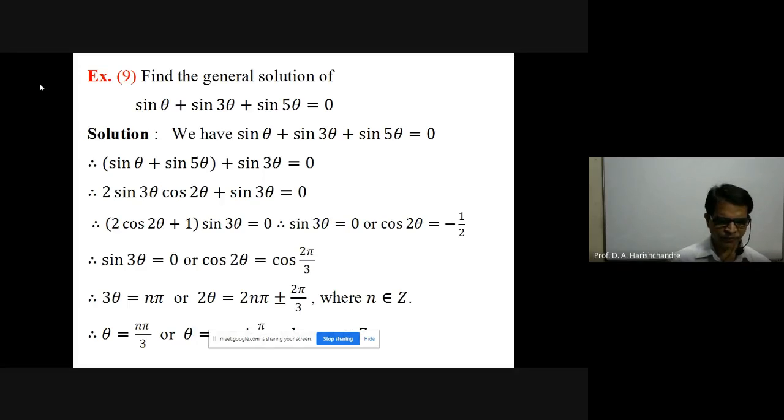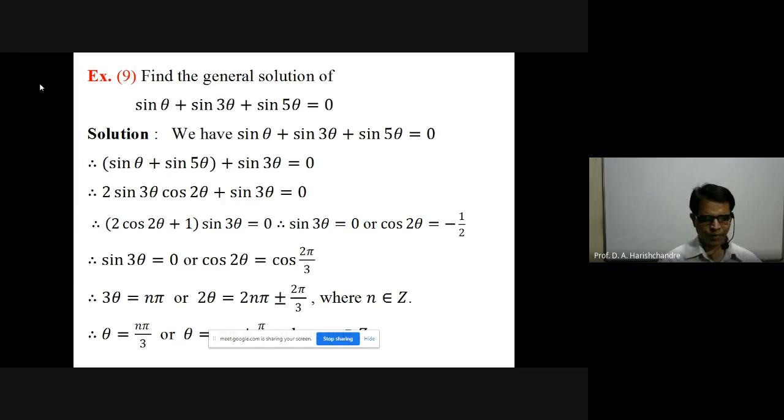Sin 3 theta is equal to 0 or cos of 2 theta is equal to minus 1 by 2. Okay. Again, to obtain the solution of sin 3 theta is equal to 0, you can take the help of the standard trigonometric equation sin theta is equal to 0 that we already discussed in the previous lecture. So according to that, the solution of the first trigonometric equation is given by 3 theta is equal to n pi, and in the second case, minus 1 by 2 can be replaced by cos of 2 pi by 3 so that it looks like cos theta is equal to cos alpha. It matches that form, and you can use the ready-made formula for the solution of the trigonometric equation cos theta is equal to cos alpha.